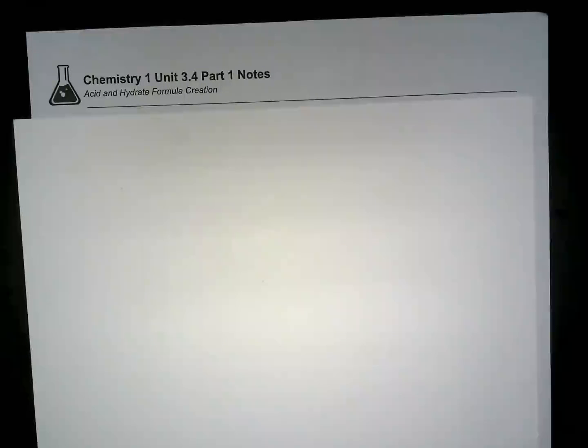If my memory serves, this is more of a video for if you were absent on the day that we went through this in class, because we did go through this in class. This is going to be the notes over acid and hydrate formula creation. This is going to be the notes covering how to make the formulas. The part 2 notes are going to be how to name them using formulas. So easy enough? Let's get into it.